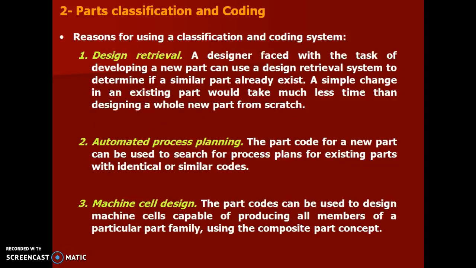The reasons for using a classification and coding system are that design retrieval is very easy, automated process planning can be generated, and it facilitates machine cell design using the composite part concept. In design retrieval, the designer will be able to retrieve a coding system which already exists for the particular part family. And for automated process planning, a part code for a new part can be used to search for process plans of existing parts with identical or similar codes.